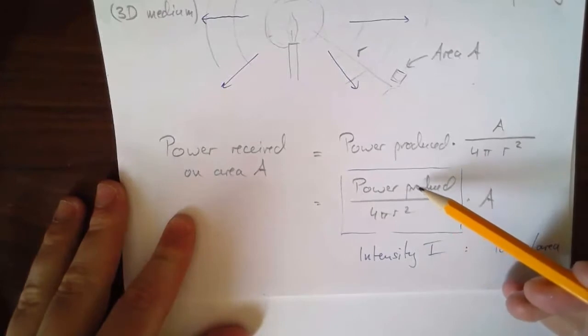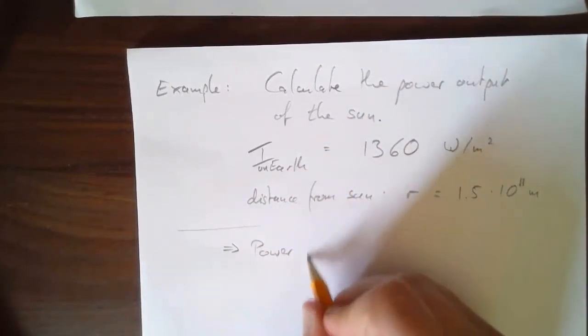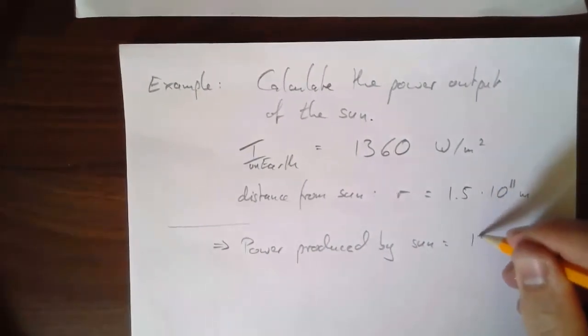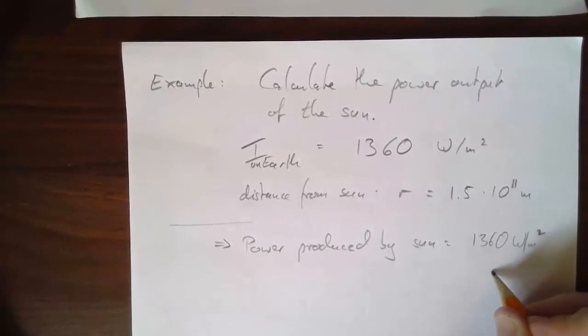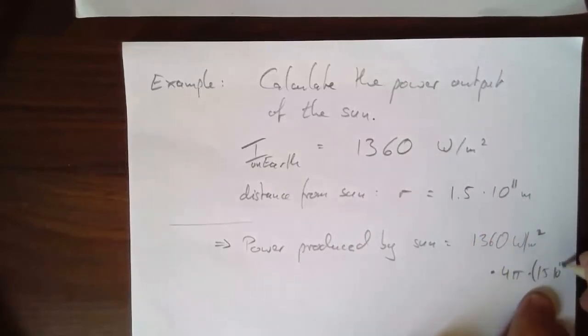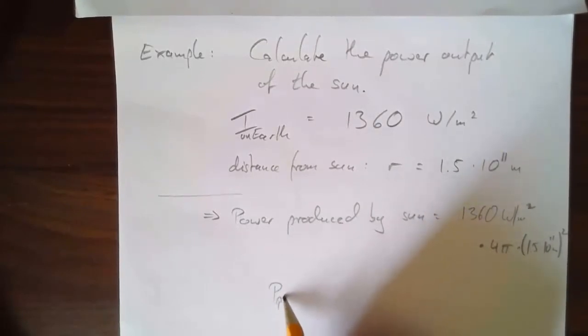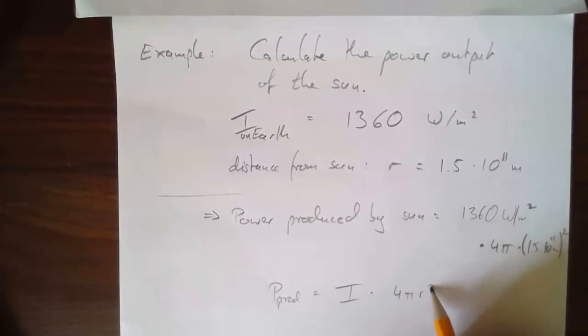Let's find the power output of the sun. We're going to use this expression here. Intensity is power produced divided by 4 pi r squared. We're going to find the power produced. So the power produced by the sun is 1360 watts per meter squared multiplied by 4 pi times r squared, where r is 1.5 times 10 to the 11 meters, and that whole thing gets squared. What am I using here? I'm using the fact that the power produced is the intensity times 4 pi r squared. This is what this is.